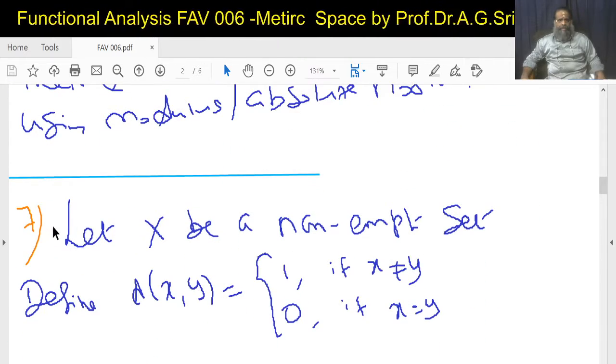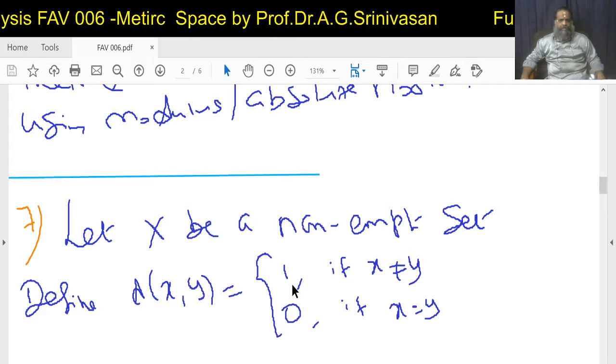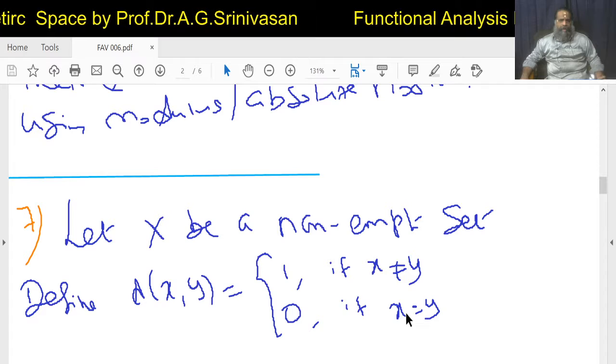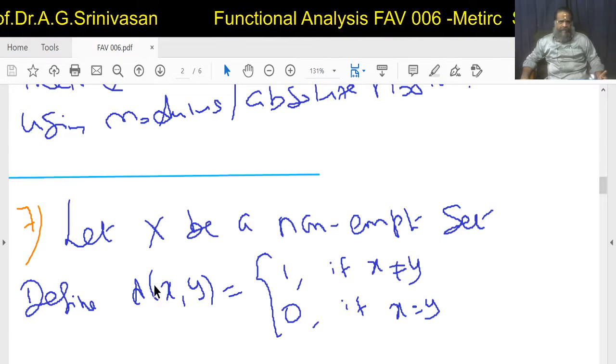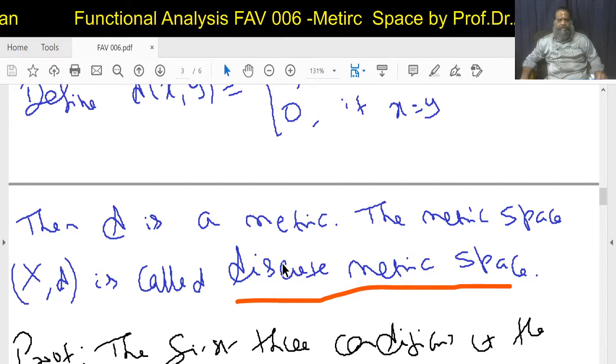Now the next example is as follows. Let X be a non-empty set. Define d(x,y) = 1 if x is not equal to y, and d(x,y) = 0 if x is equal to y. Now, if d is a metric, then the metric space (X,d) is called a discrete metric space.